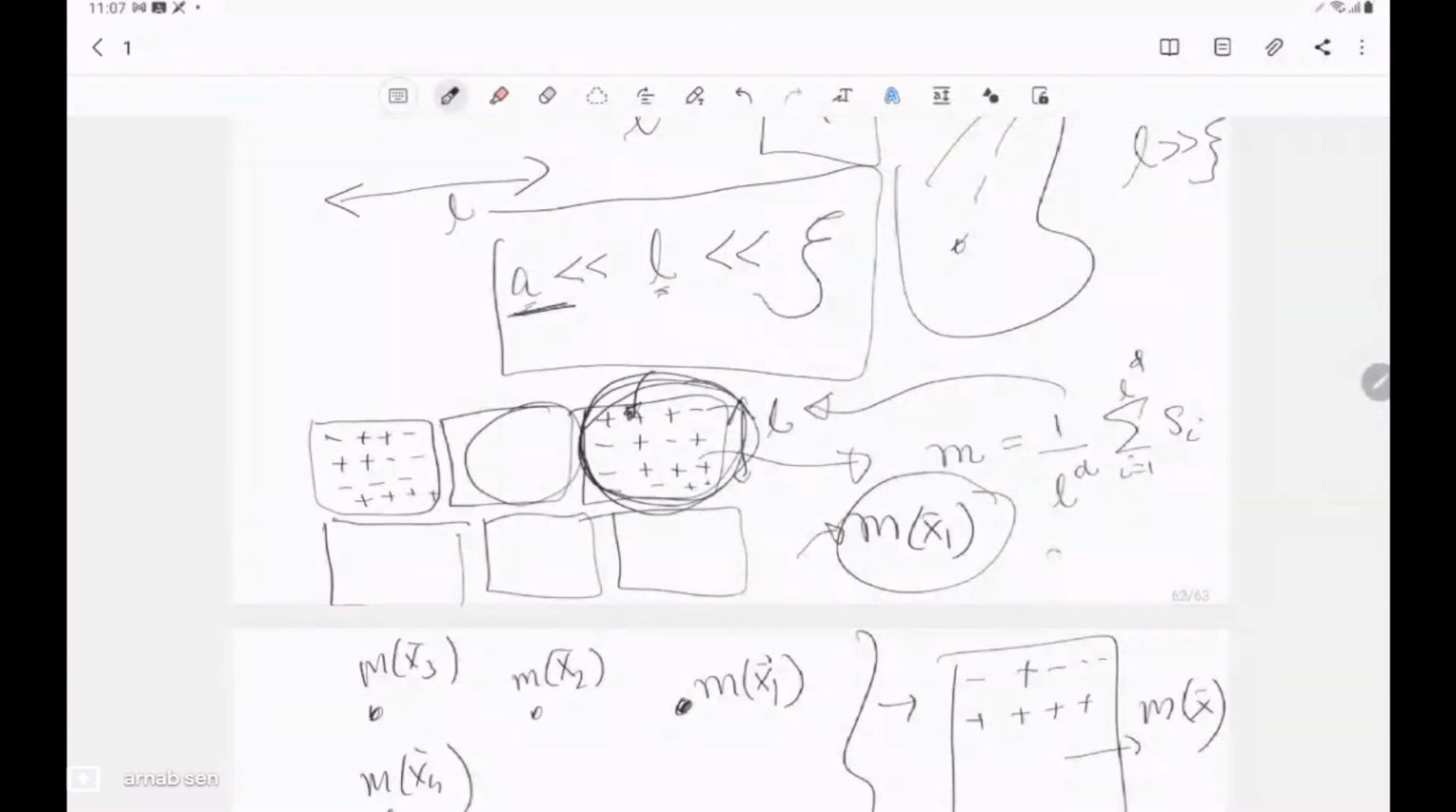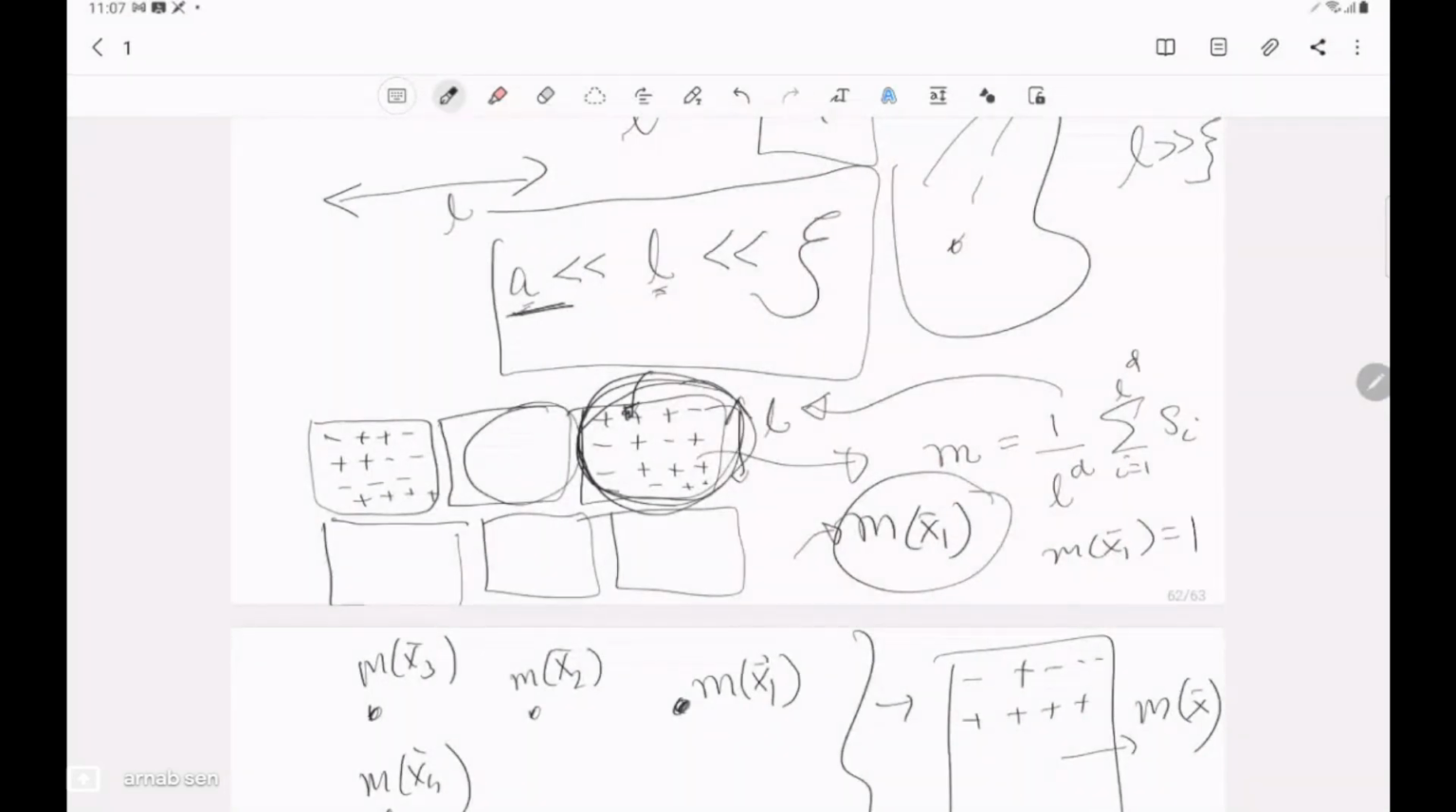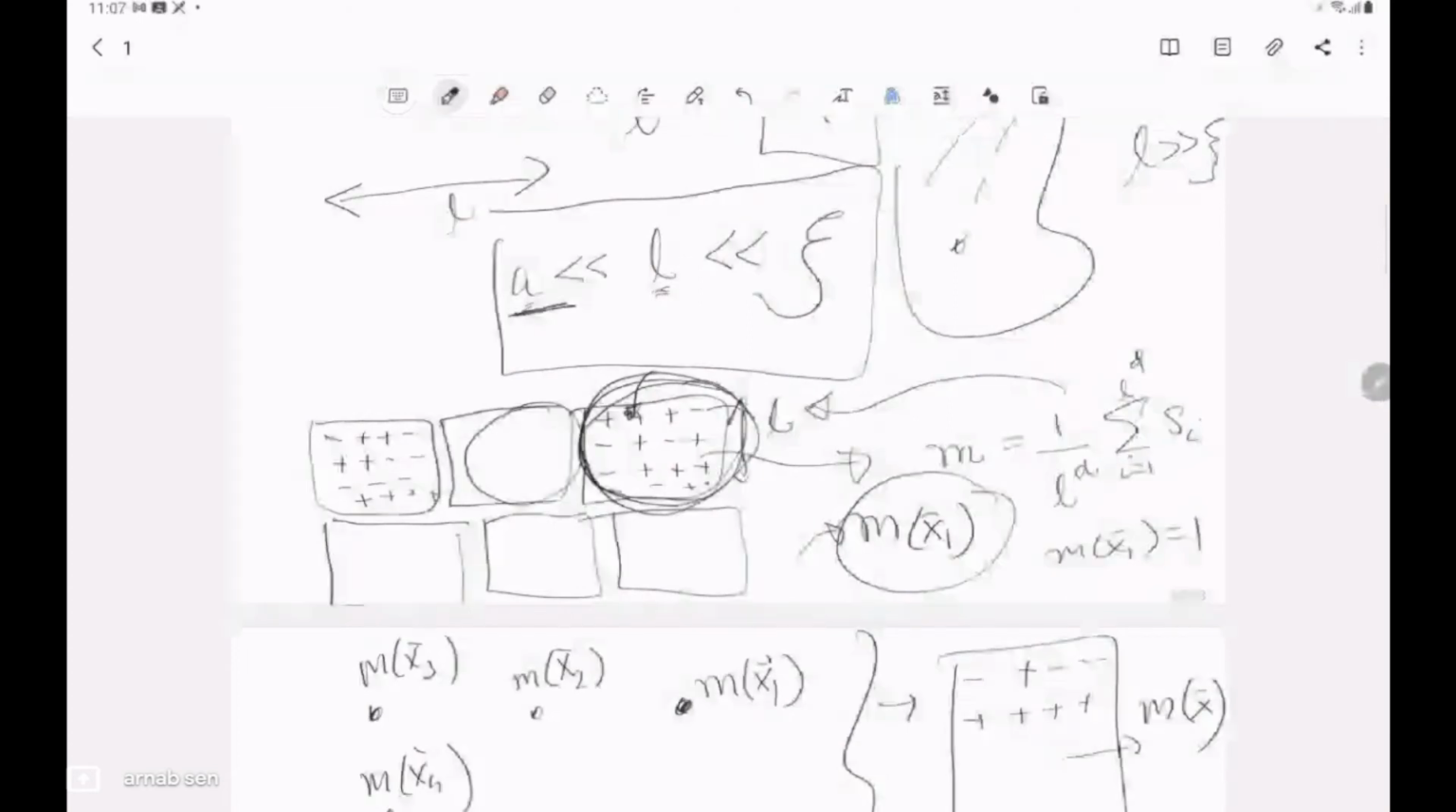Let me give you an example. Suppose m of x1 is equal to plus 1. Given this normalization which I've just explained to you, what is the only microstate which is consistent with this? All spins plus 1. Correct.